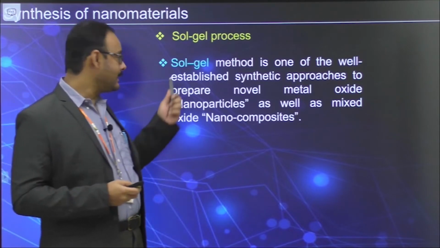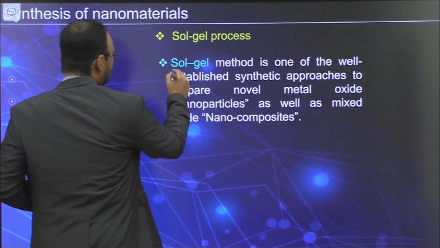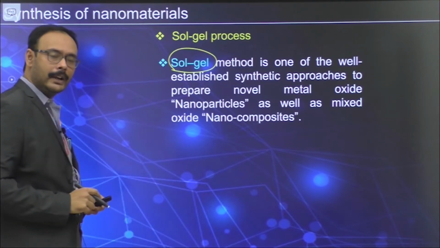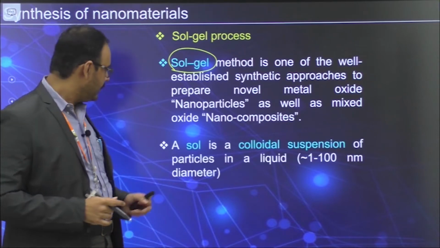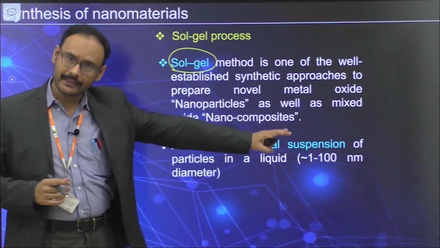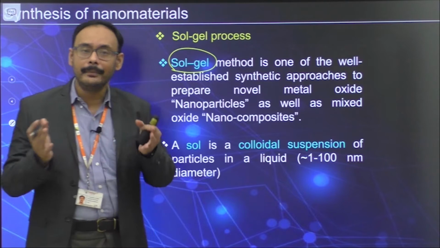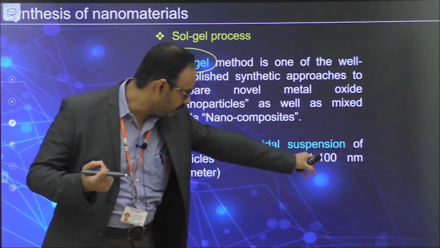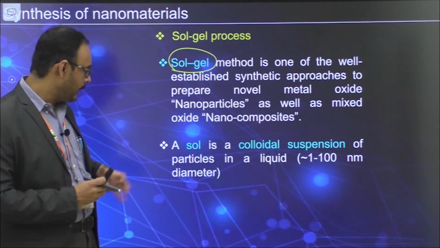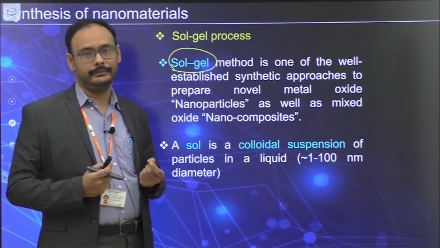Now, as the name suggests, we need to understand what you mean by sol gel. What is sol? What is gel? We need to define them first. A sol is a colloidal suspension of particles in a liquid. So your entire medium is liquid, where you have very small particles at the nanoscale, 1 to 100 nanometer. You are making that kind of suspension. That is very, very important.